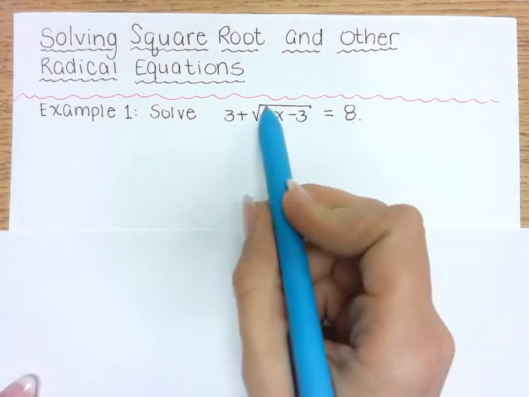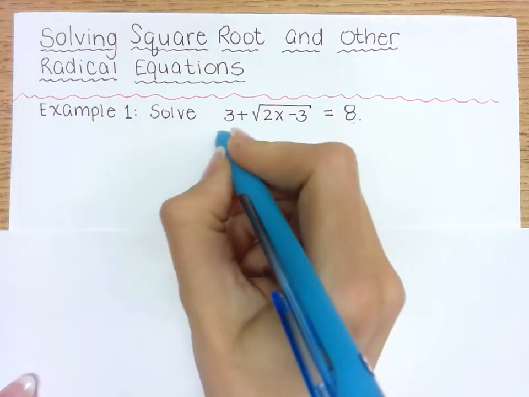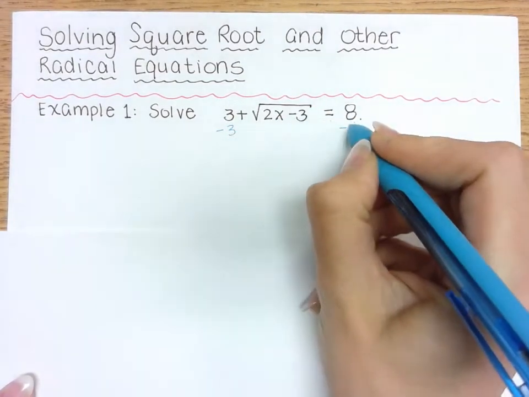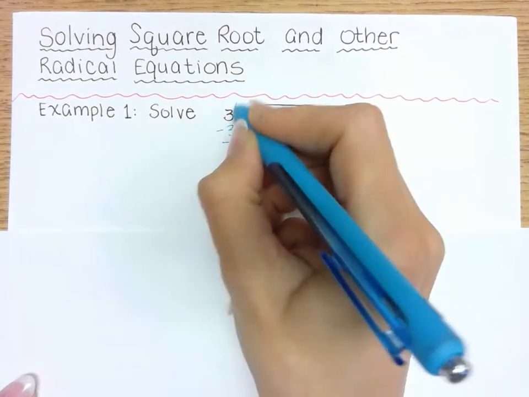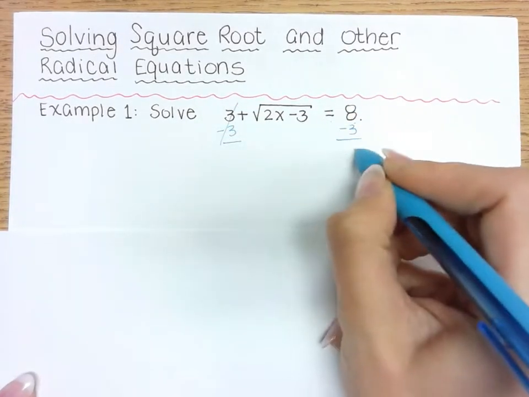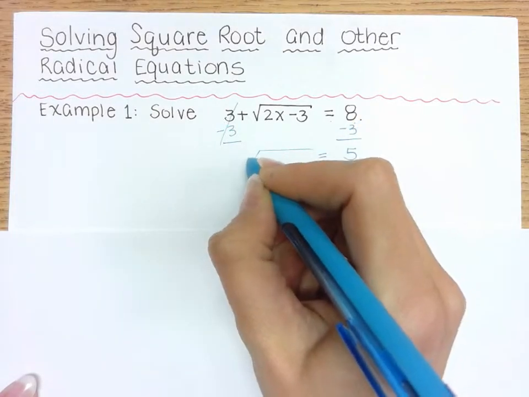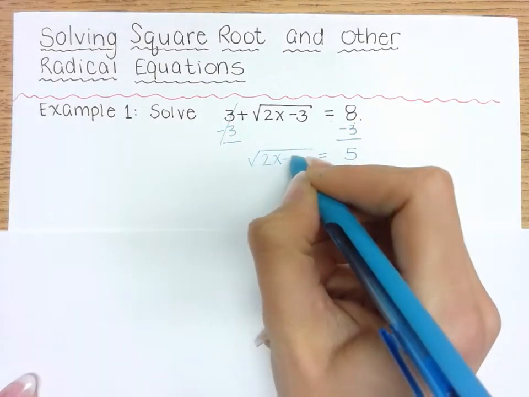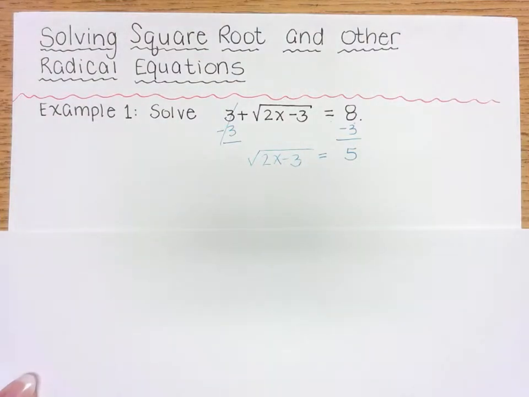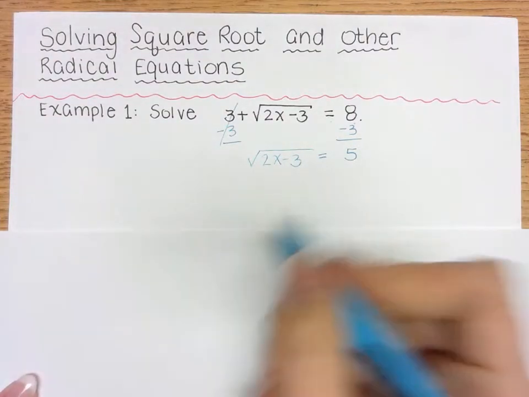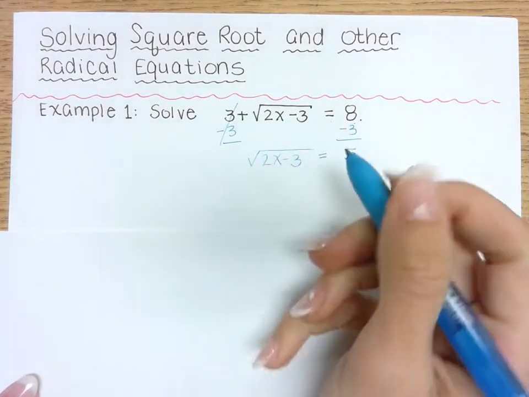First thing you want to do is isolate your radical, and the way we're going to isolate the radical is we're going to subtract 3 from both sides. When we subtract 3 from this side, it's gone. When we subtract 3 from this side, we have, instead of an 8, a 5. Then we have the 2x minus 3 still in the radical right over there. Next, we want to solve for x. And right now, x is inside of this square root.